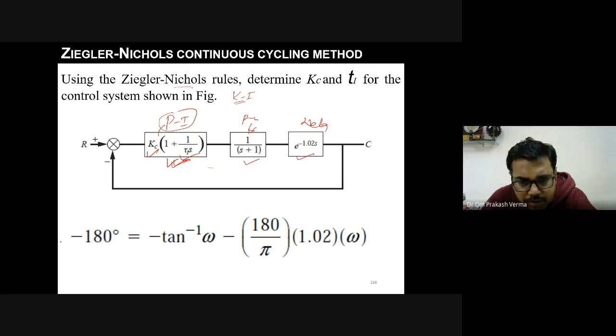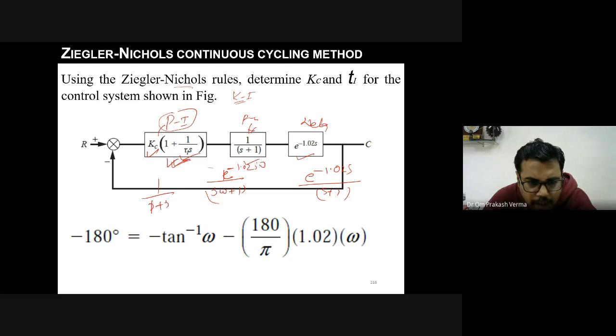So how will you calculate? The formula is again the same: e to the power minus 1.02 s upon s plus 1. So 1 upon s plus 1 you can represent as 1 upon j omega plus 1, and the delay is e to the power minus 1.02 j omega. For 1 upon 1 plus j omega, you can simply write minus tan inverse of omega divided by 1, which should equal minus 180 degrees for calculating the omega PC value. First target is this one.